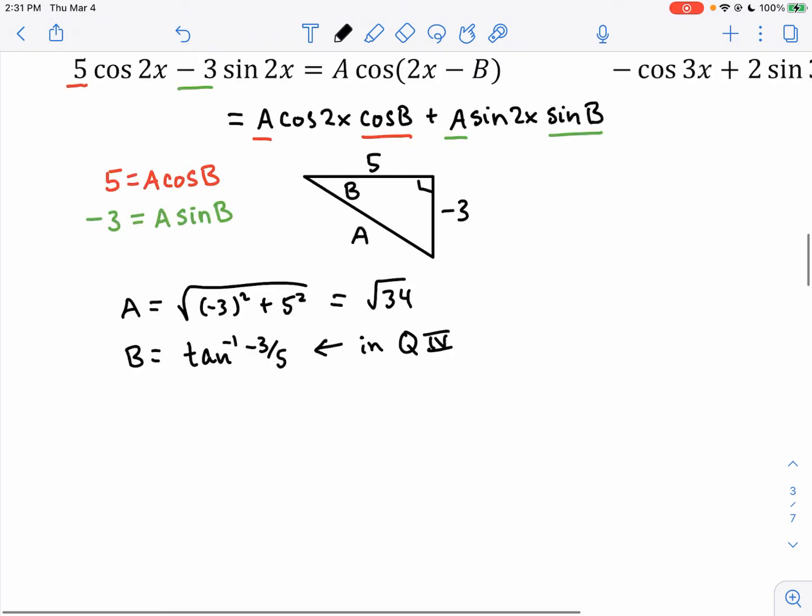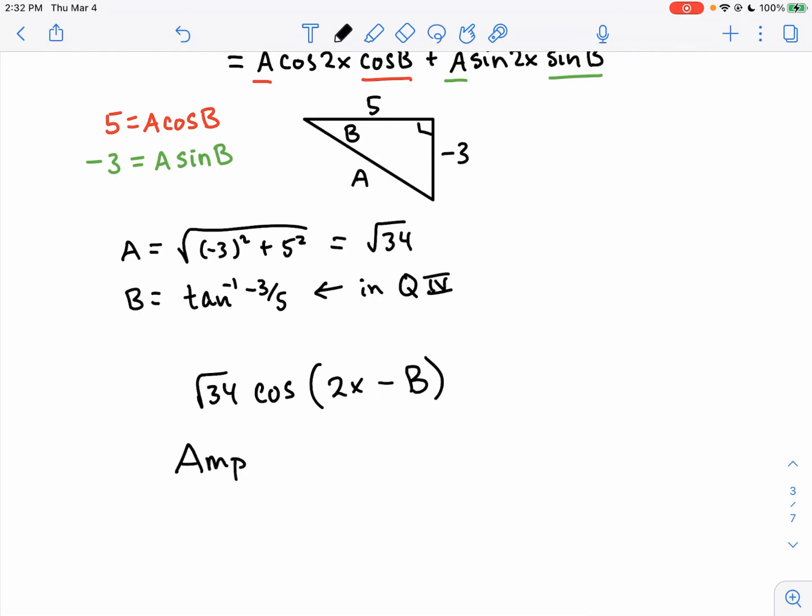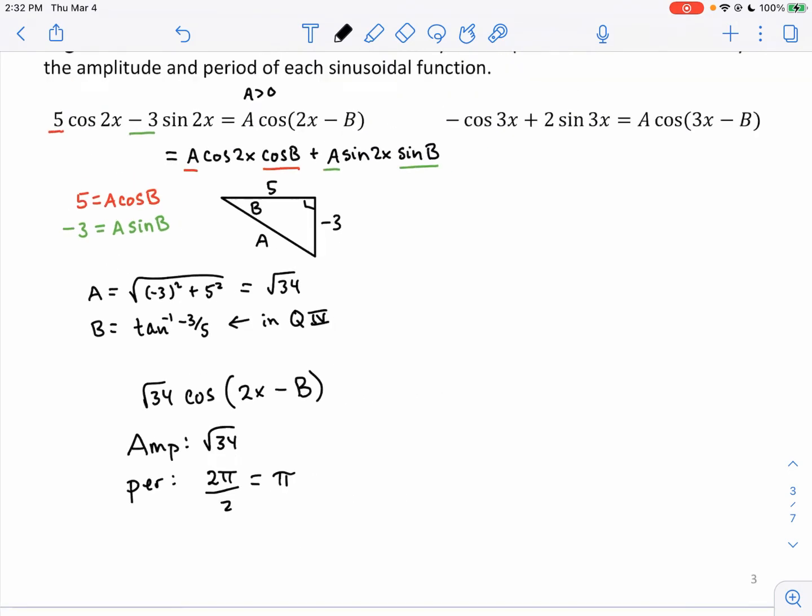Okay, so we can rewrite the sine cosine expression in terms of only a cosine. So we get A, which is radical 34, times the cosine of 2x minus B, and B is the arc tangent of negative 3/5. It really doesn't matter what that B is, and I'm just going to put a B there because it doesn't affect the period or the amplitude. So the amplitude will be the coefficient of the cosine, radical 34, and the period will still be 2 pi divided by the coefficient of x, so divide by 2. We'll get pi as the period in this case.